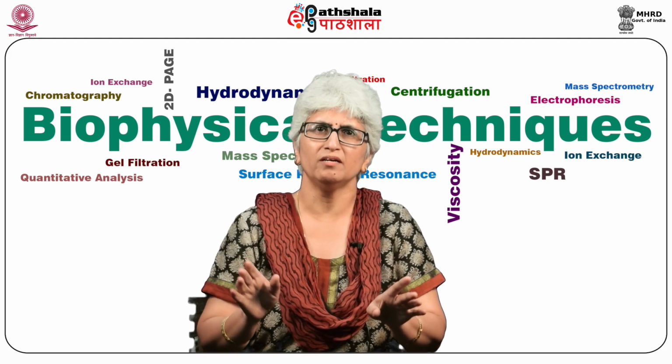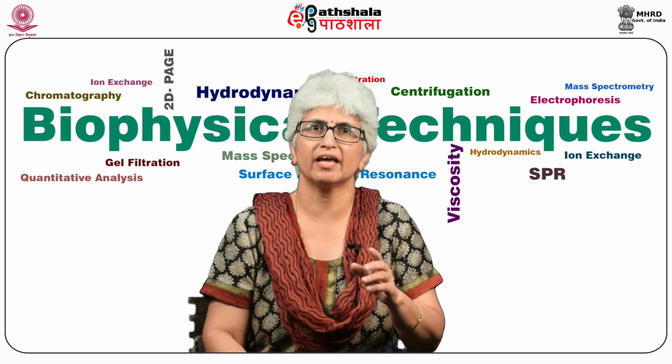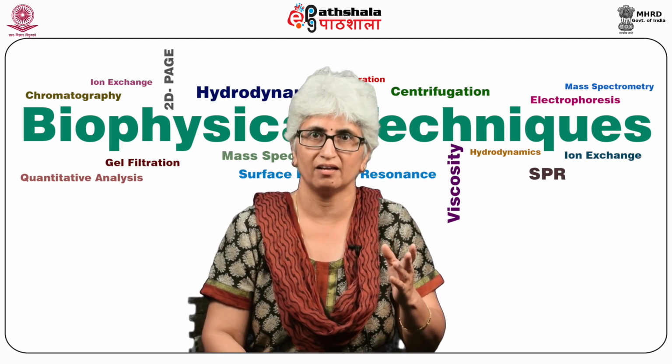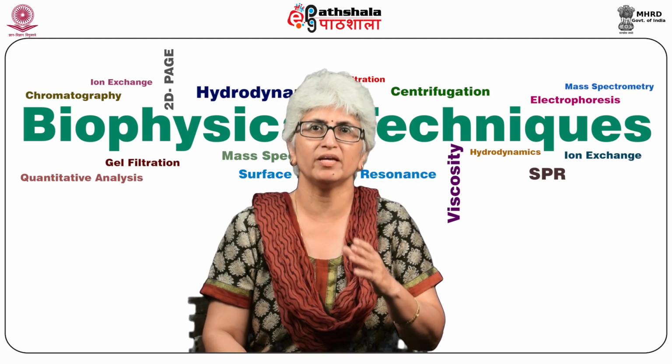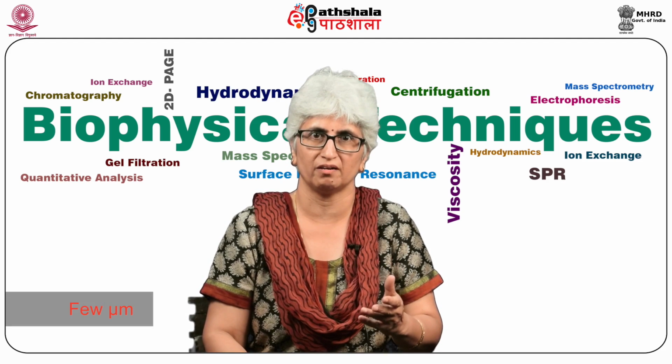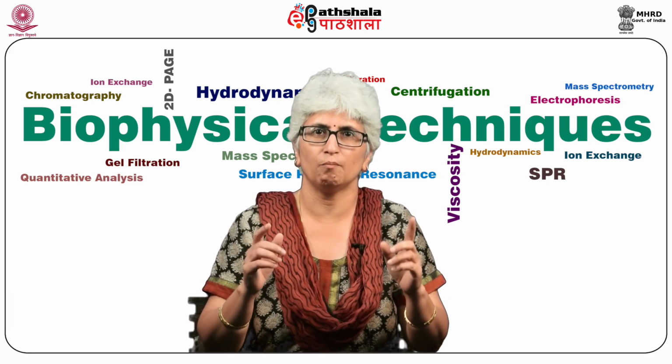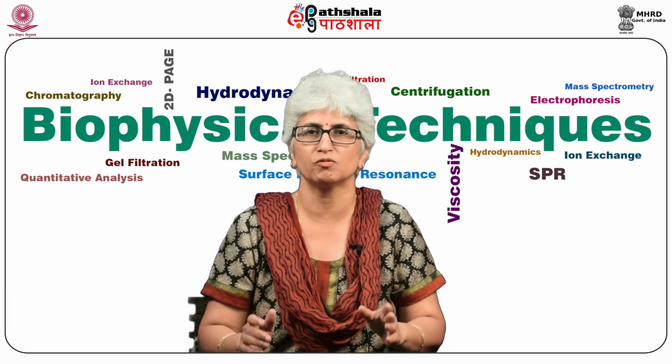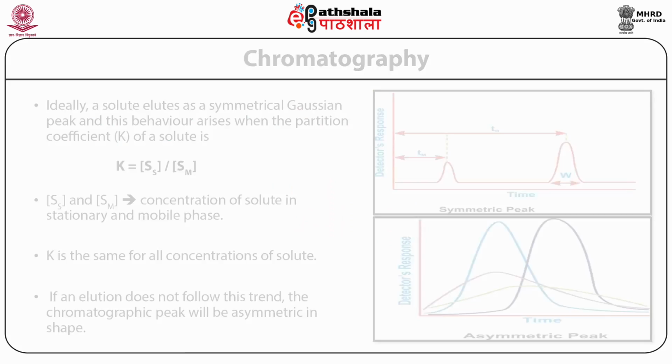N has no unit. For a highly efficient column, N can be as high as 1 lakh and the corresponding H can be as small as a few micrometers. Columns with high plate number are more efficient than the columns with lower plate counts.